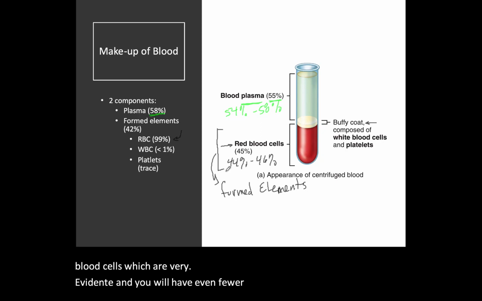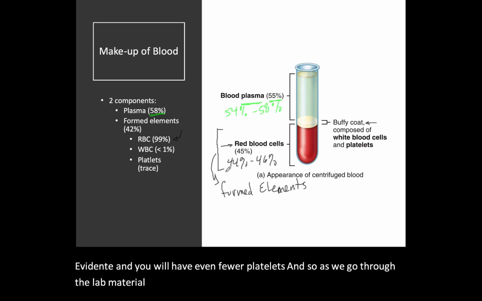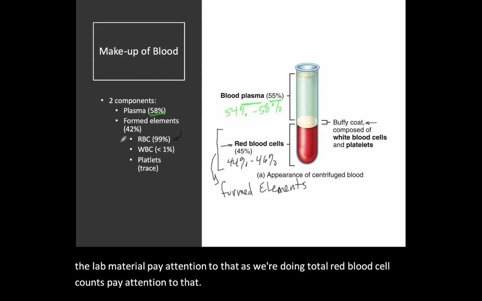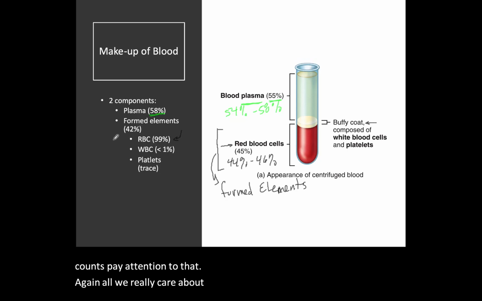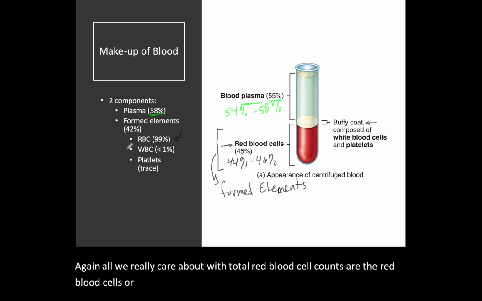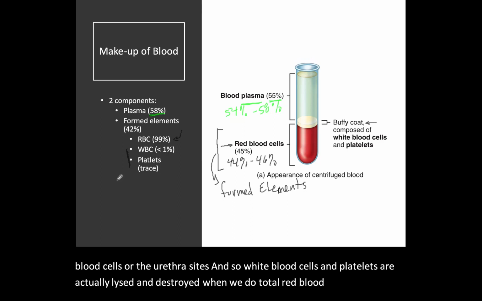And so as we go through the lab material, pay attention to that. Right? As we're doing total red blood cell counts, pay attention to that. Again, all we really care about with total red blood cell counts are the red blood cells or the erythrocytes. And so white blood cells and platelets are actually lysed and destroyed when we do total red blood cell counts.